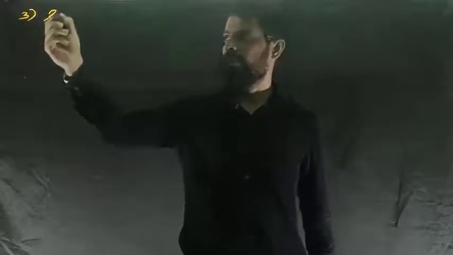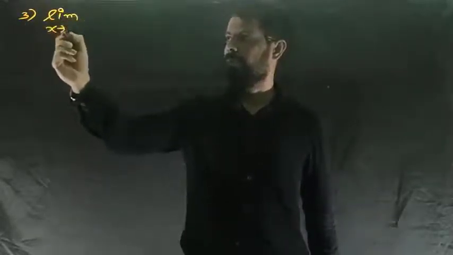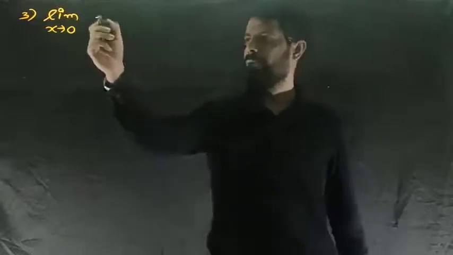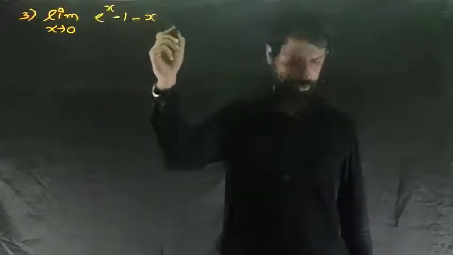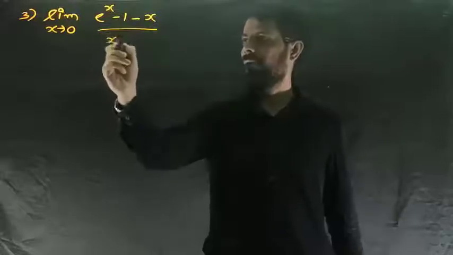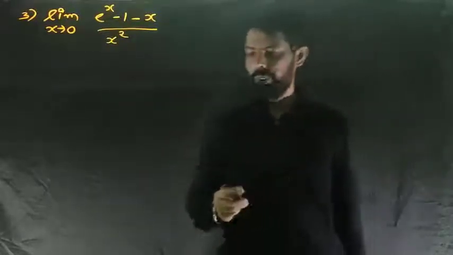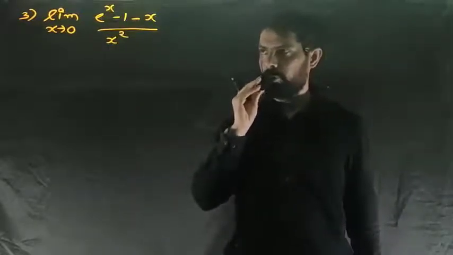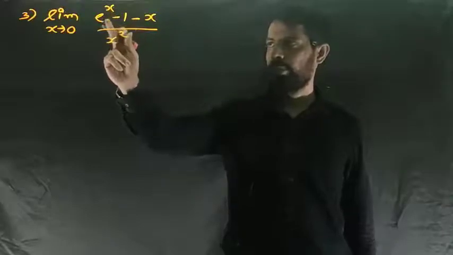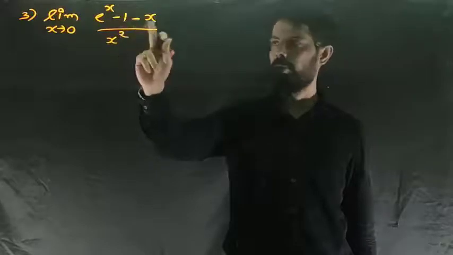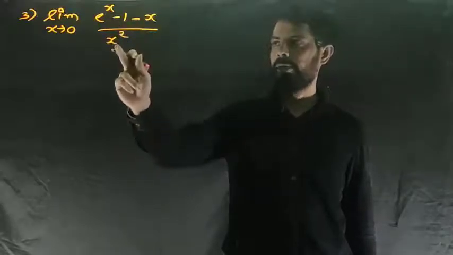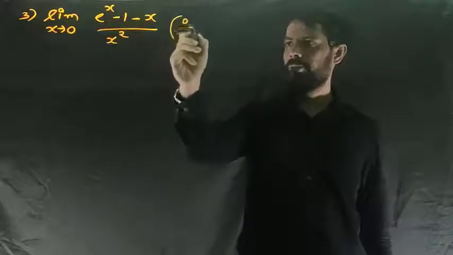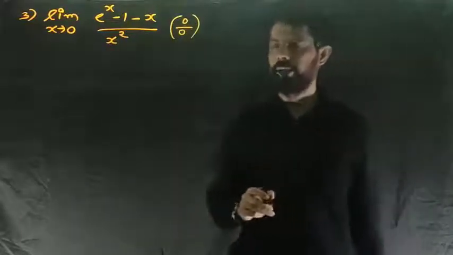Now let us discuss the third example. Evaluate limit x tends to 0 of e raised to x minus 1 minus x divided by x squared. First of all, we have to check whether this is 0 by 0 form or not. Replacing x by 0, it will be e raised to 0, and the value of e raised to 0 is 1. So 1 minus 1 is 0, and the denominator is also 0. So this is 0 by 0 form, and we can apply L'Hôpital's Rule.